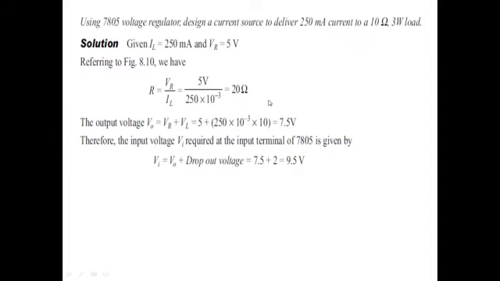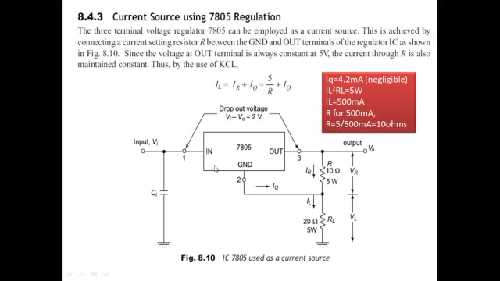Okay. So now you are asked to determine your input voltage. Your input voltage is your output voltage plus the drop that is happening in your IC. Here you will have a drop due to the transistors in the IC that will be approximately equal to 2 volts. To get your input voltage, your output voltage plus this drop will give you your input voltage.